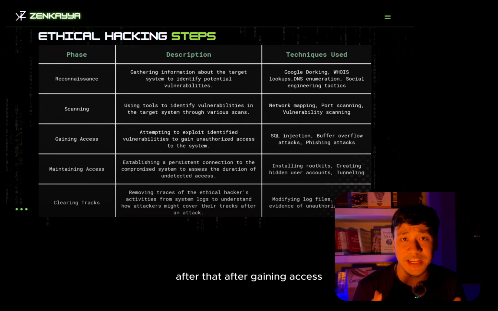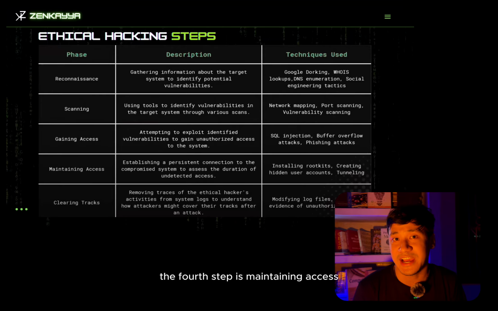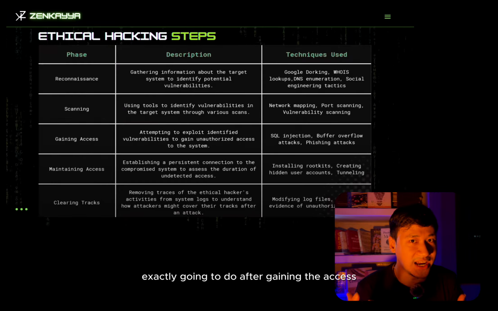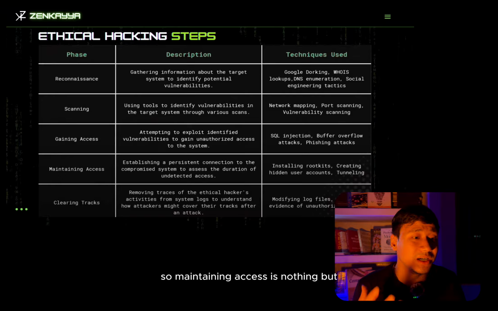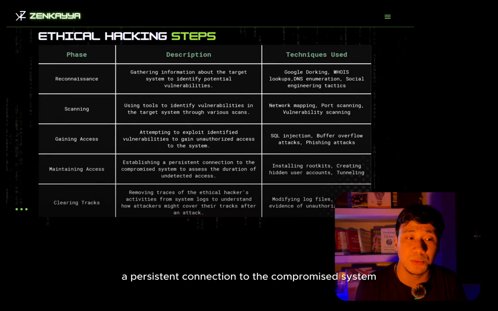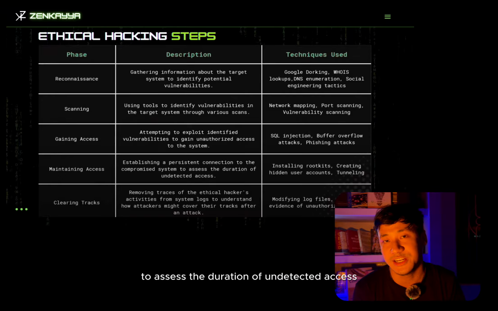After gaining access, the fourth step is maintaining access. What are you exactly going to do after gaining the access? So maintaining access is nothing but establishing a persistent connection to the compromised system to assess the duration of undetected access.